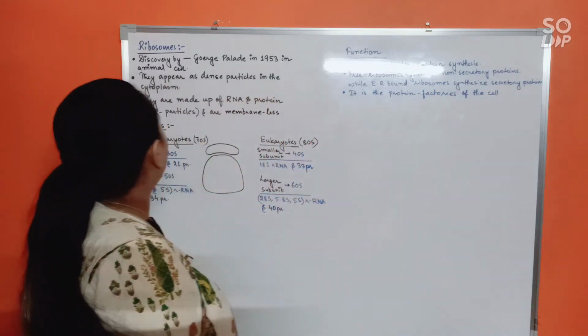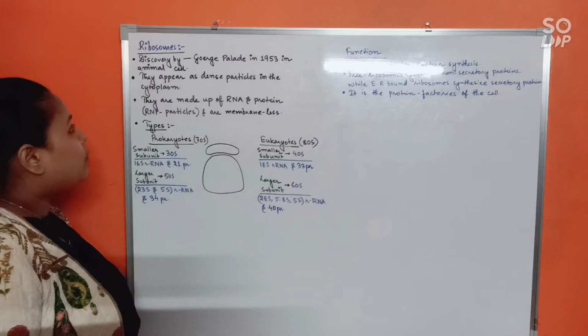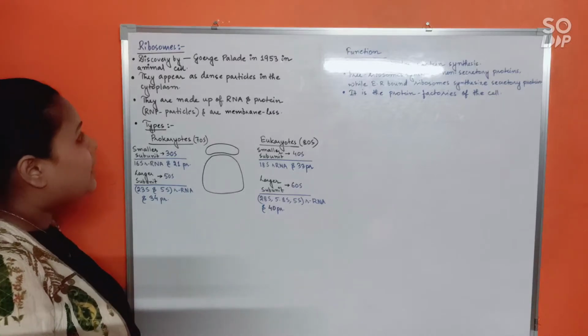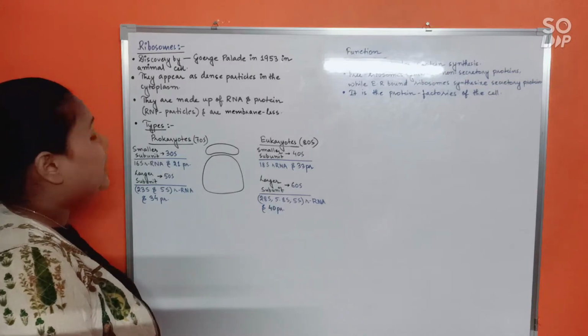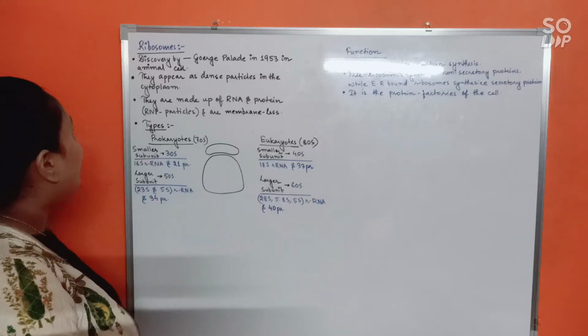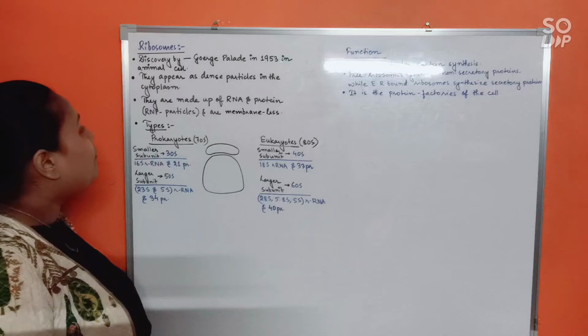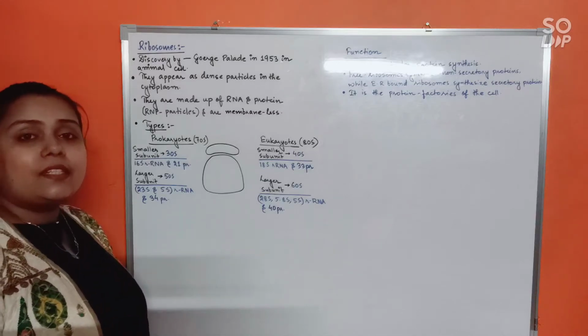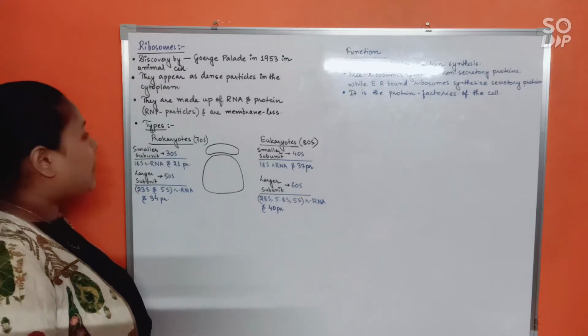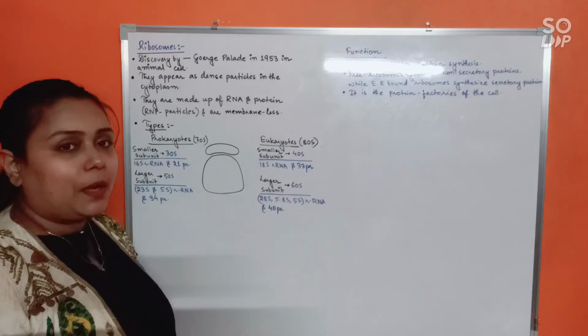Now, see here. The discovery of the ribosome was done by George Palade in 1953 in animal cells. They appear as dense particles in the cytoplasm and are made up of RNA and protein, and hence they are also known as RNP particles or ribonucleoprotein particles.